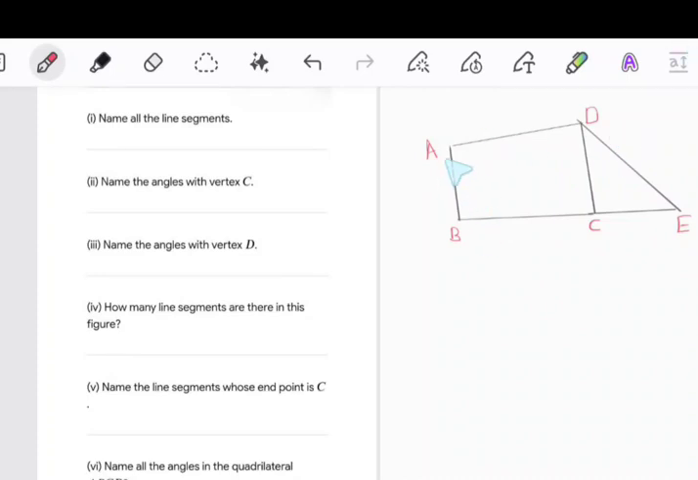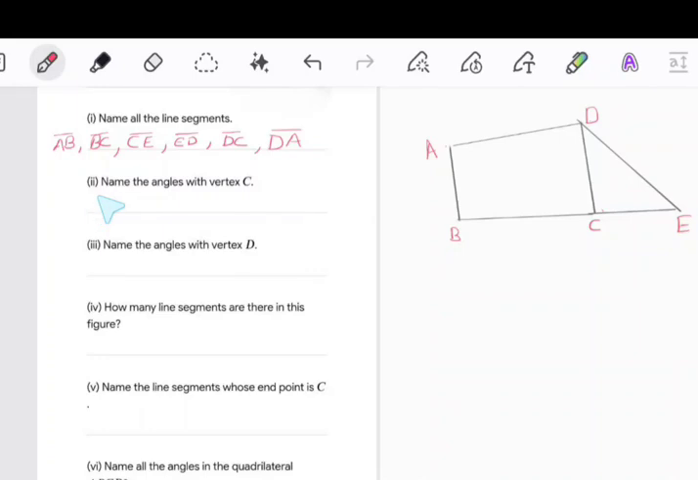So we can first name line segment AB, line segment BC, line segment CE, line segment EB, then DC and DA. Okay. So these are the line segments.